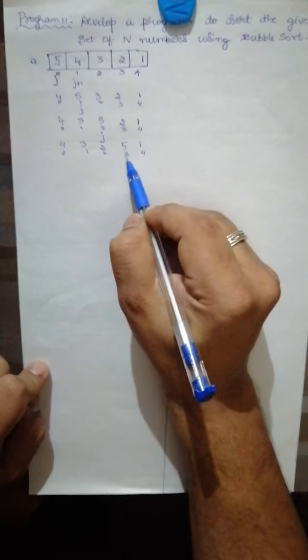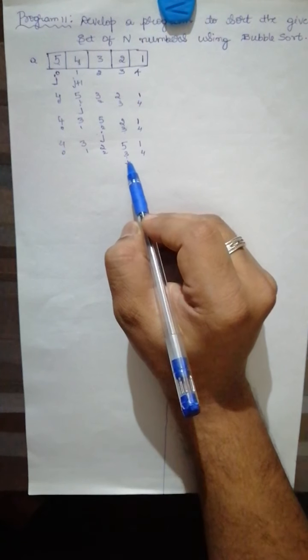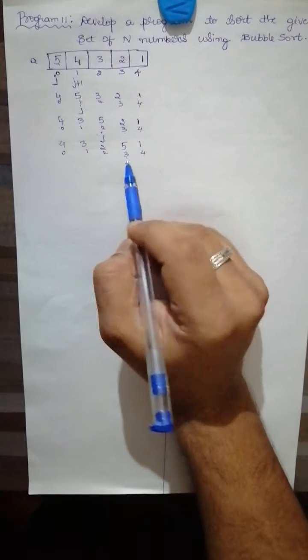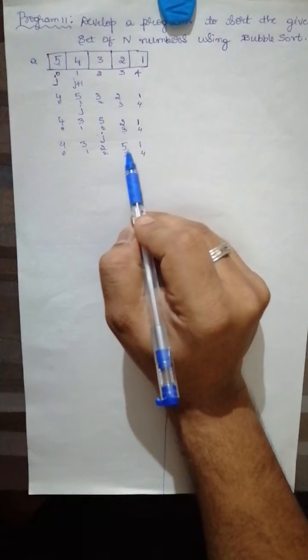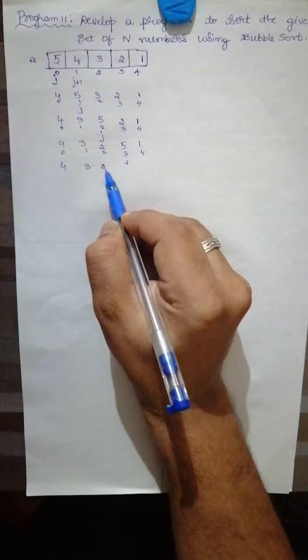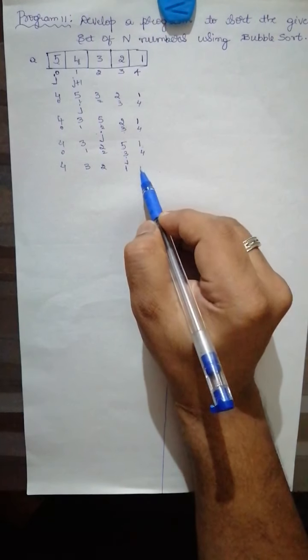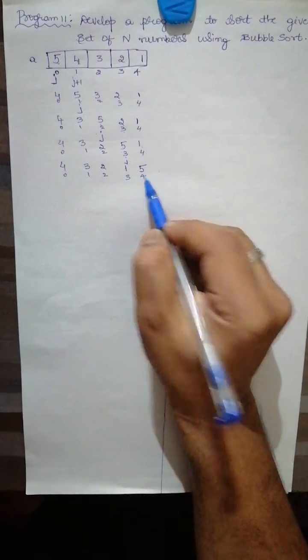Now j points to the next element. So compare the next two elements. Now j is pointing to 5. Compare a of j with a of j plus 1. If the first element is greater than the second element, interchange. Yes, the first element is greater than the second element. 5 is greater than 1. So interchange. Then it becomes 4, 3, 2, 1, 5, with index values 0, 1, 2, 3 and 4.